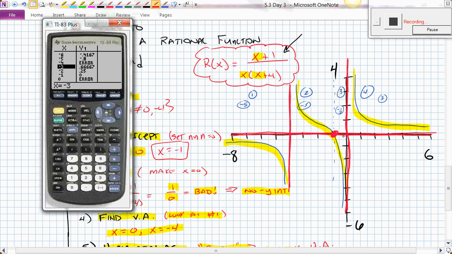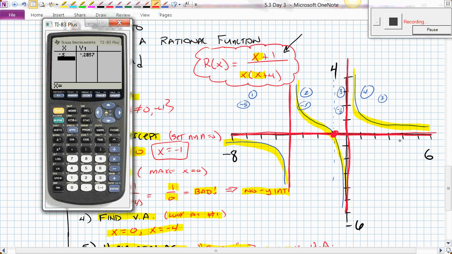Now I need to test a point in between 0 and -1. So it's kind of hard for me to test that, right? So what I could do is I can go to second table setup, and I could go to change the independent variable to ask, go back to my table and ask what happens at -0.5, and I get a negative answer. So therefore I know that my graph starts positive, crosses the intercept, and then goes negative. So it has to come down, hit the x-intercept, and then go down to negative.